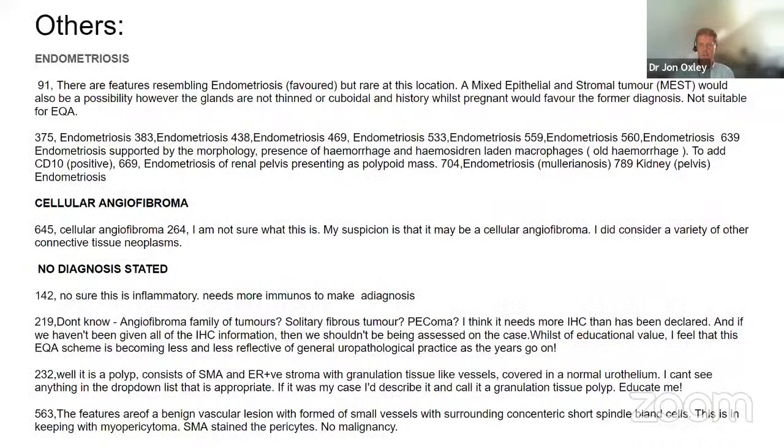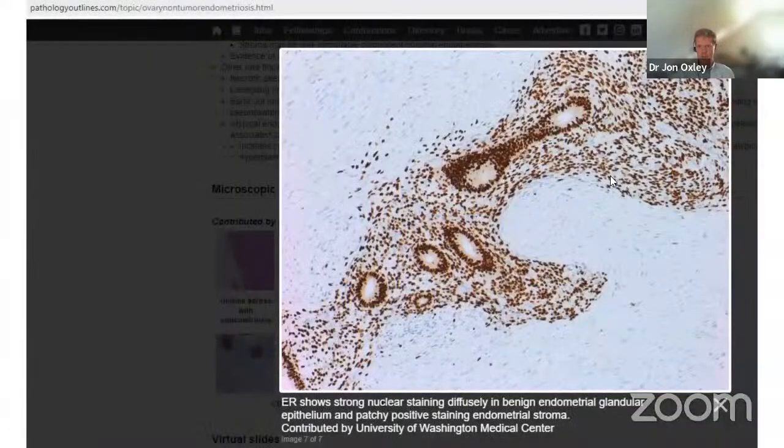So these are the diagnoses that were offered, and they fell into three basic categories. One was endometriosis, one was cellular angiofibroma, and one was basically they didn't know and they wanted to be educated, which is what we're here to do. And this is just a picture of an ER positive staining showing that the epithelium should have been positive.